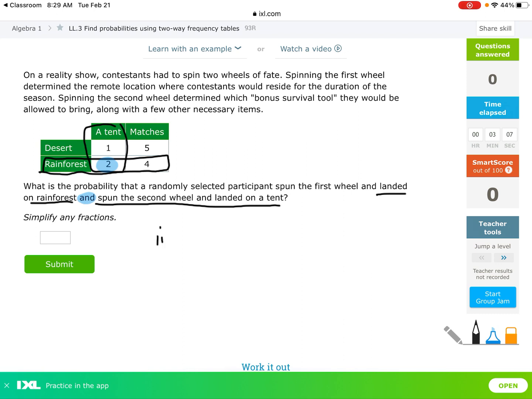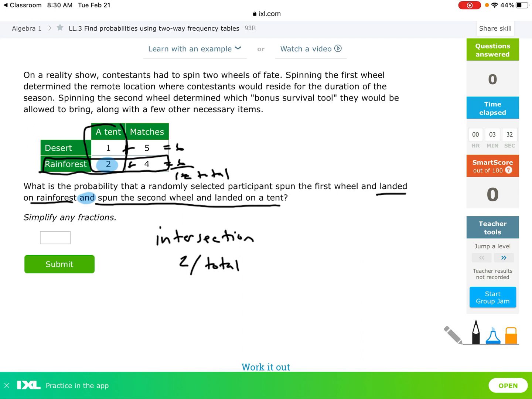So the intersection is where you can imagine on a Venn diagram that these two things meet. So in this case, it'll be 2 out of, well, you're going to have to determine the total number. So 1 plus 5, that'll be 6. 2 plus 4, that'll be 6, which gives you a total of 12.